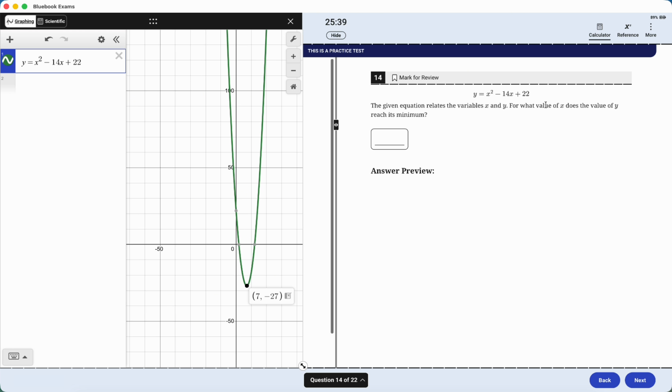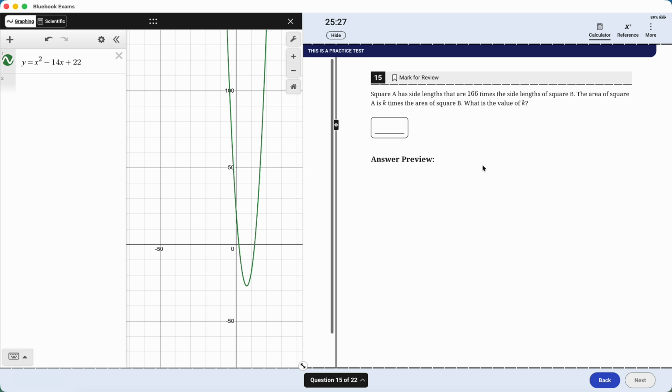You see here it says for what value of x does y reach its minimum? They want the x, so that's 7. When they want the y, it'll just say for what's the minimum value of the function or something like that. But when they want x, they'll explicitly state it like that, right? Simple.